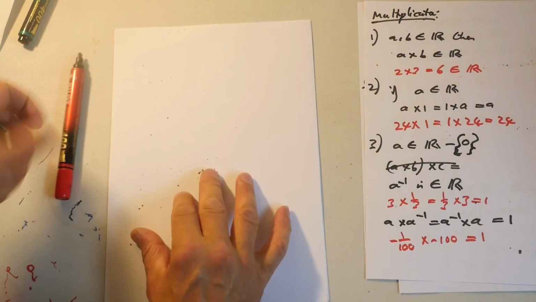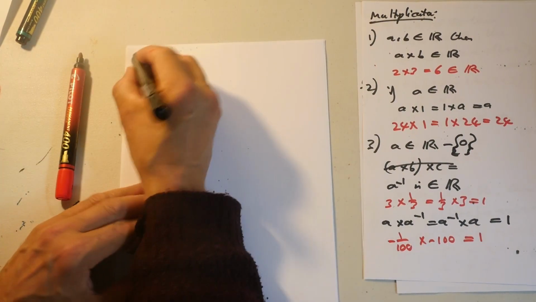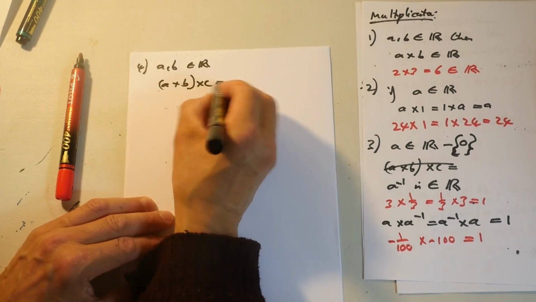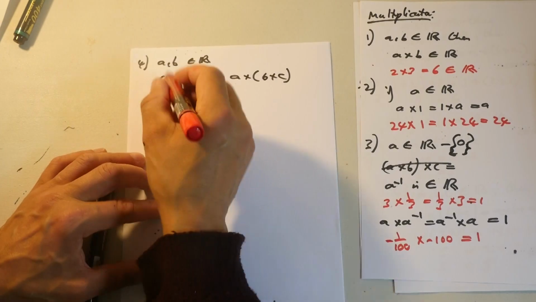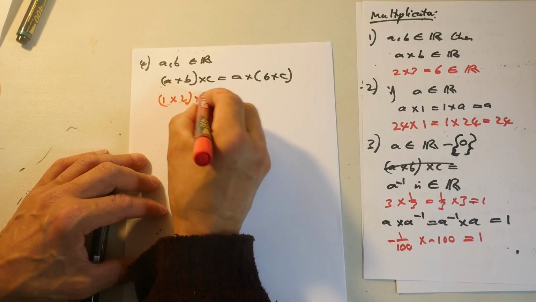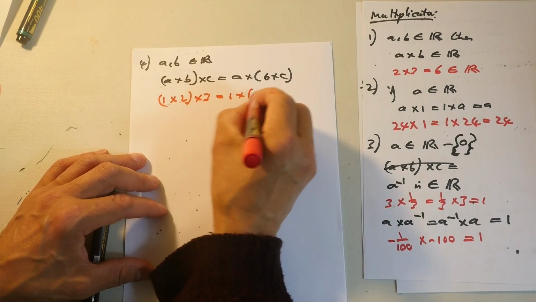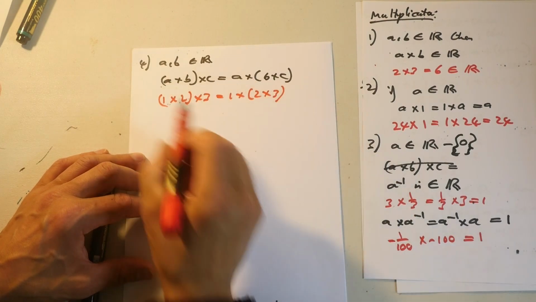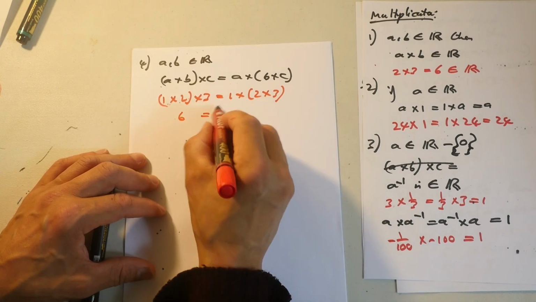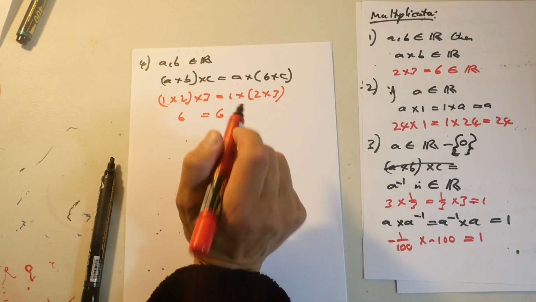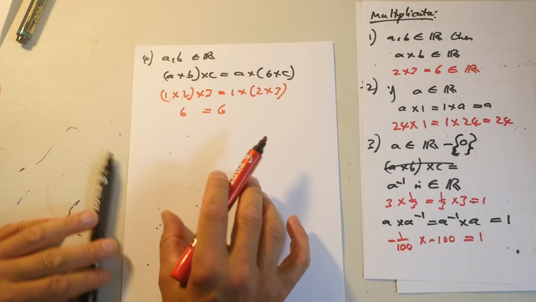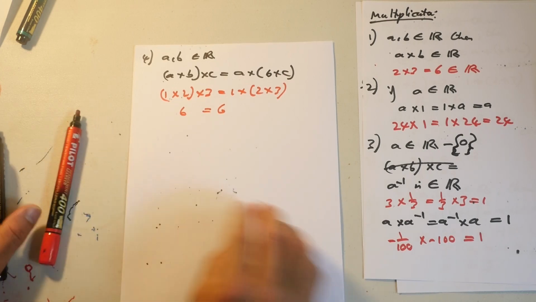And 4, you got 1 times 2 times 3 equals 1 times 2 times 3. So 2 times 3 is 6, which equals 3 times 2 is 6. Okay? So this is the distributive property. I think that's what it's called.